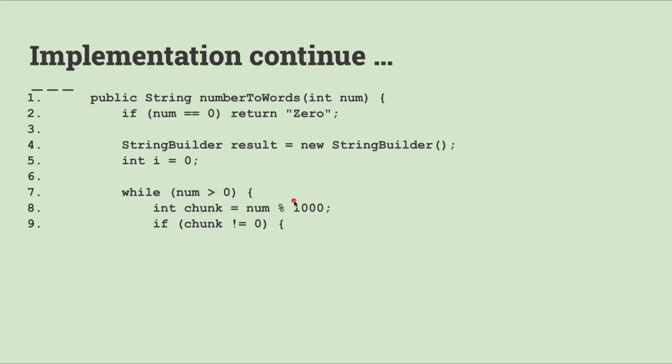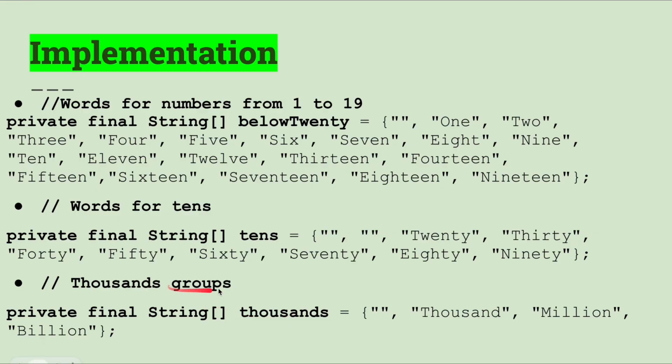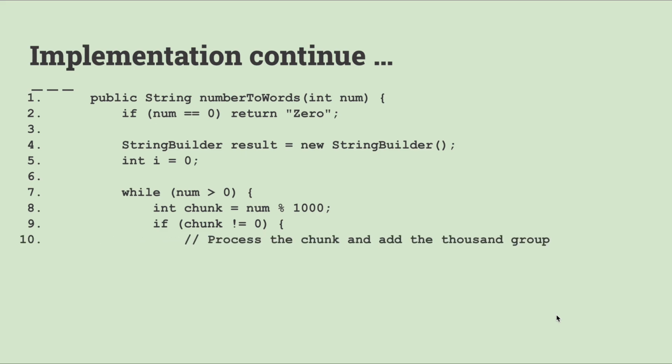Then we'll process the chunk and we will add the thousands group. You remember I'm talking about these thousands groups. These groups contain what? Thousands, million, billions. So for that, we'll check if chunk is not equal to 0, we'll process the chunk and add the thousands group. How? To process the chunk and add the thousands group, we will write result, because this is the result we have to build. In the result we will insert, meaning we are appending some value.